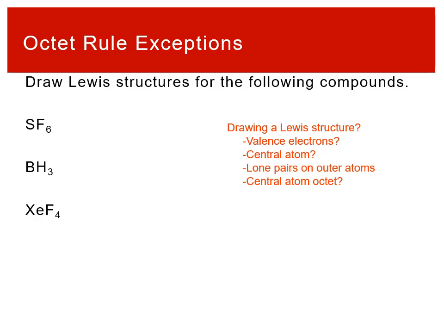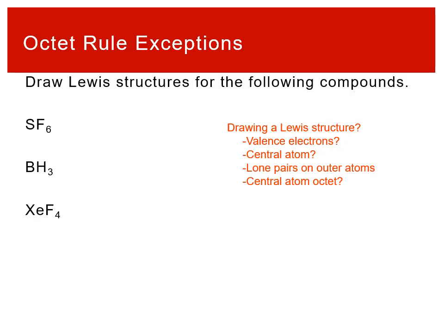When we're going about doing this, we're going to use the same exact process that we've seen previously. In all of these cases, the central atom is going to be the first atom that's listed. We're going to make a skeleton, put lone pairs on the outer atoms, fill the inside, and try to follow the octet rule.